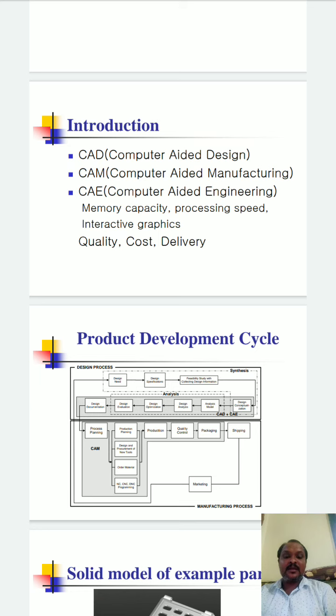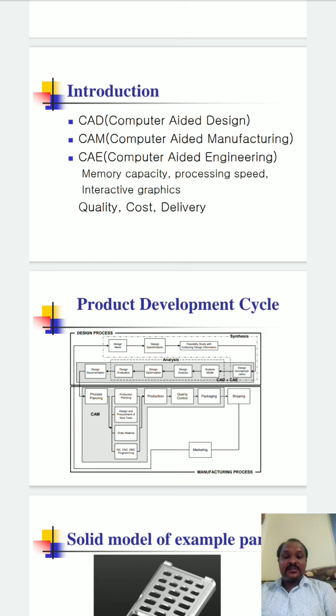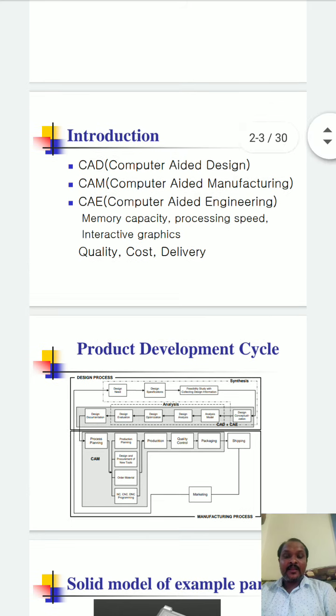CAM means computer aided manufacturing. In the manufacturing part, what kind of manufacturing are you doing? Either manual manufacturing, or semi automatic manufacturing, or continuous, completely automated manufacturing. That depends upon the CAM, and that comes under the CAM part.